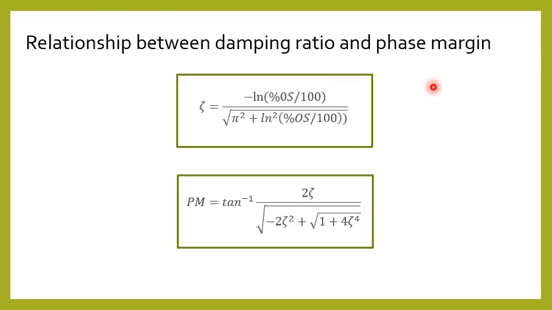To relate the transient response parameter, which in this case is percentage overshoot, with the Bode diagram parameter, which is phase margin, we need these two equations. The first equation will convert the given percentage overshoot into a damping ratio value, and then the second equation will give the phase margin value from the damping ratio value. So these two equations will be used in the example.